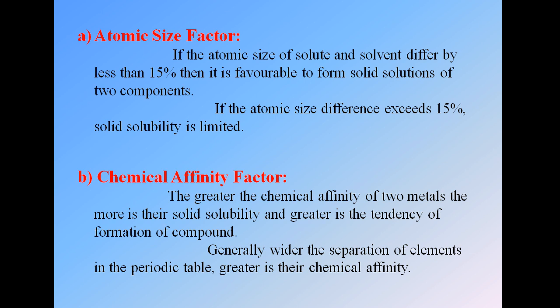First, atomic size factor. What does it say? If the atomic size of the solute and solvent differ by less than 15%, then it is favorable to form a solid solution of 2 components. If I take 2 metals, A and B, and the difference between their sizes is less than 15%, then they tend to form a solution. And if the atomic size difference exceeds 15%, then they will form a solution, but solubility is limited; they cannot dissolve more, they dissolve less.